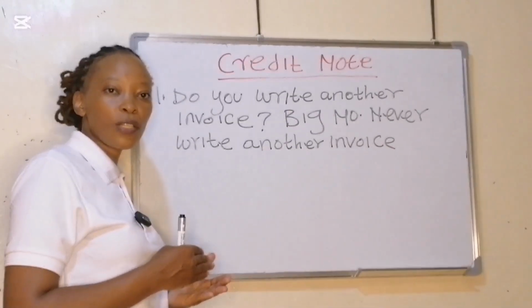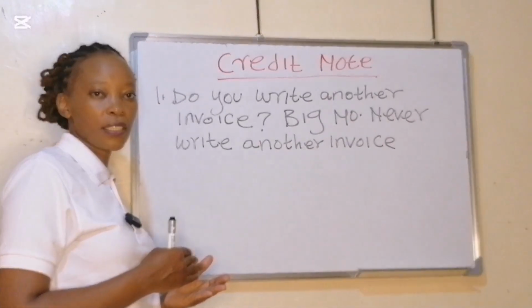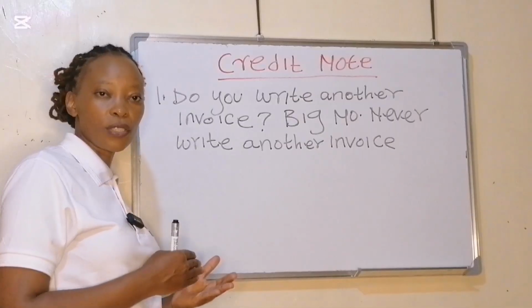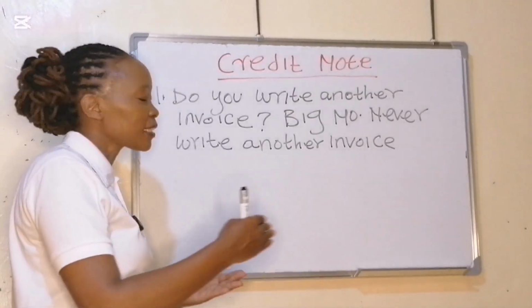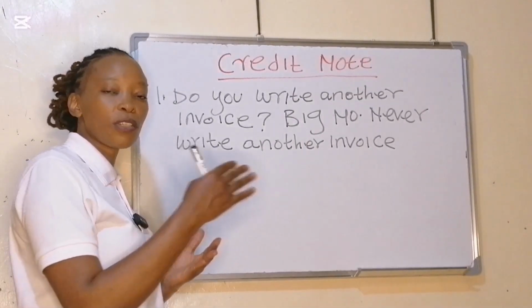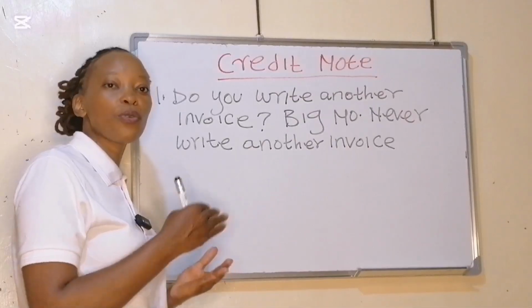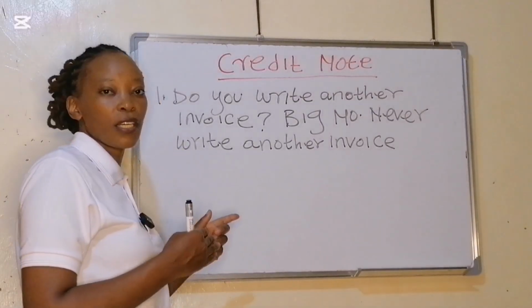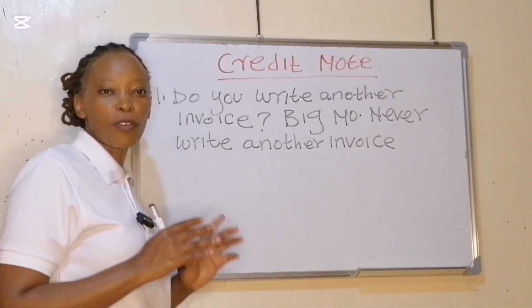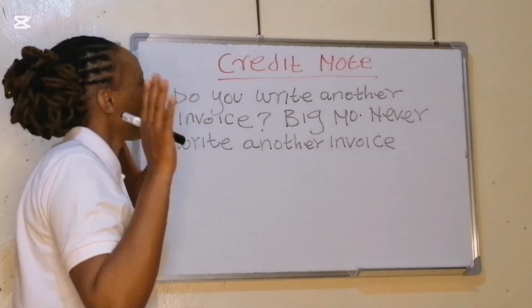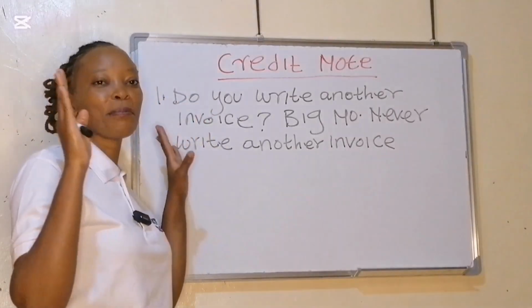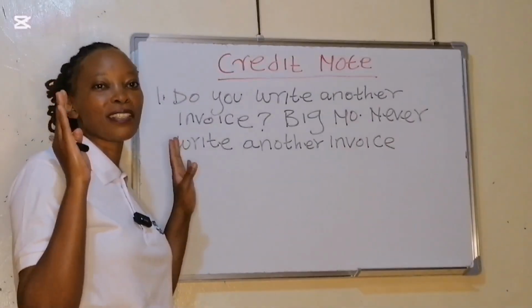What do you do? You write a credit note. If you want to reduce the tax invoice, to reduce the amount in the invoice, you write a credit note. You don't write another invoice. Let me emphasize this, because most people do this.